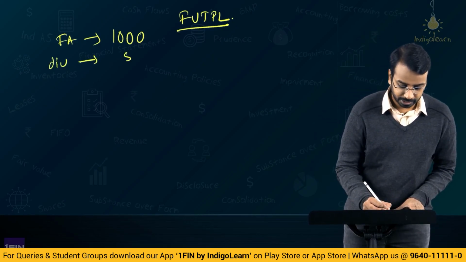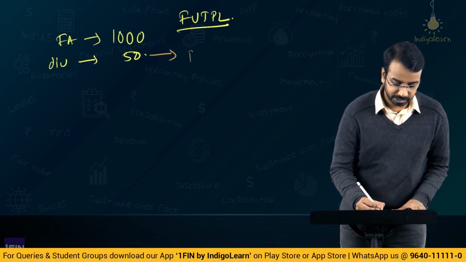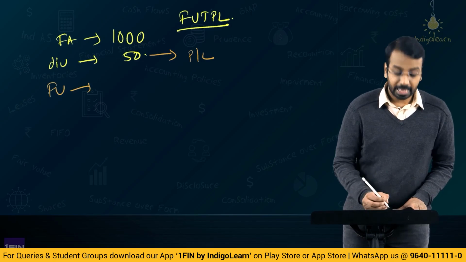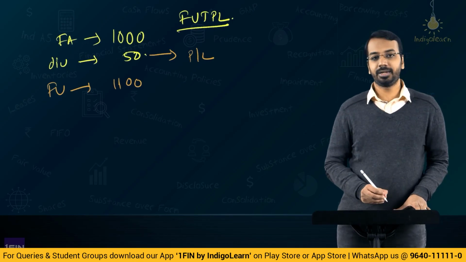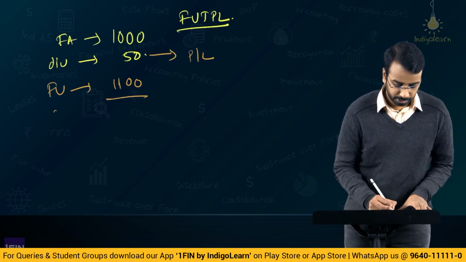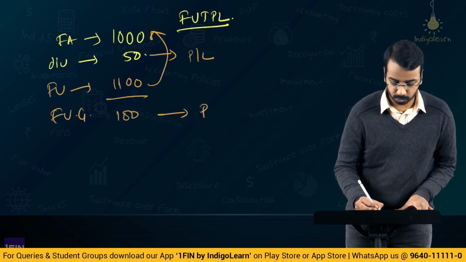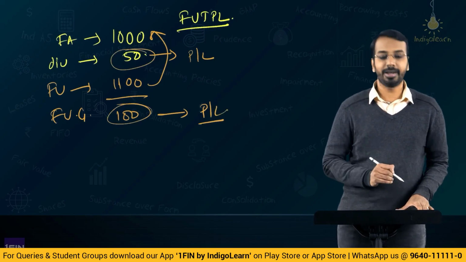For example, let us say 50. 50 is what you have received as dividend. Now, what will you do with this 50? This will go to P&L, and let us say fair value at the end is 1,100. So, fair value gain is how much? 1100 minus 1000, you get 100. This will also go to the P&L. So, the total amount to the P&L is 50 plus 100, 150.